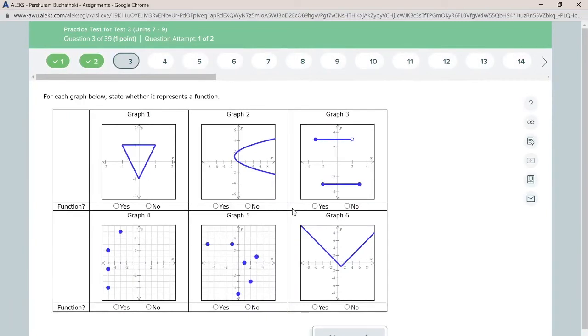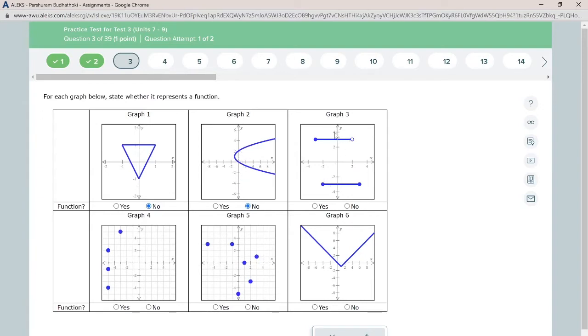Let's go to question number 3. Here we need to find out whether this graph represents a function or not. We can use the vertical line test. By using the vertical line test, we can see that any vertical line, even the y-axis, is crossing at 2 different points, so it's not a function. Here you can see it's not a function because you can draw a vertical line which will cross this graph at more than 1 point.